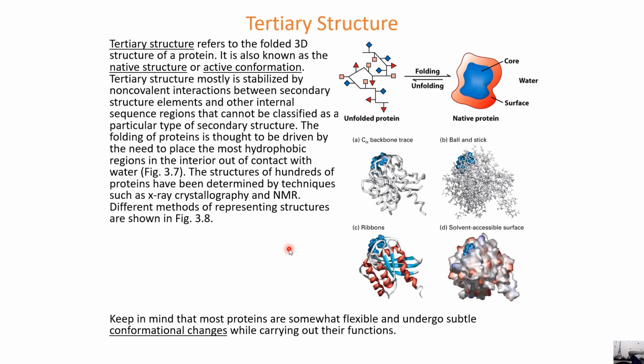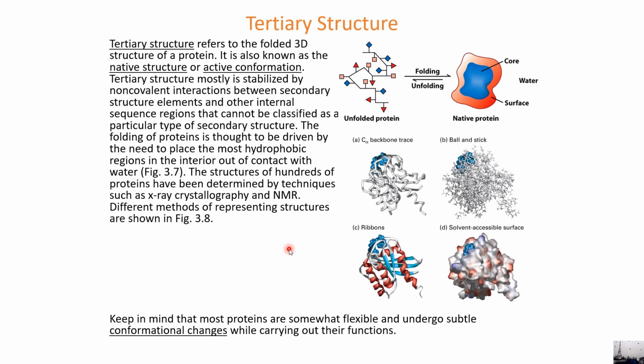Now if we talk about tertiary structure, it basically refers to the folded 3D structure of a protein. It is also known as the native structure or active conformation. Tertiary structure is mostly stabilized by non-covalent interactions between secondary structural elements and other internal sequence regions that cannot be classified as a particular type of secondary structure. The folding of proteins is thought to be driven by the need to place the most hydrophobic regions in the interior, out of contact with water.